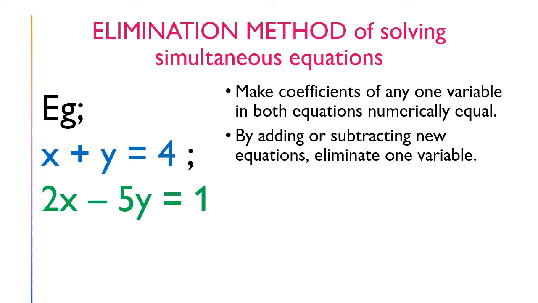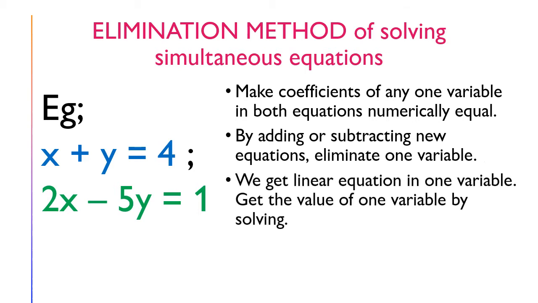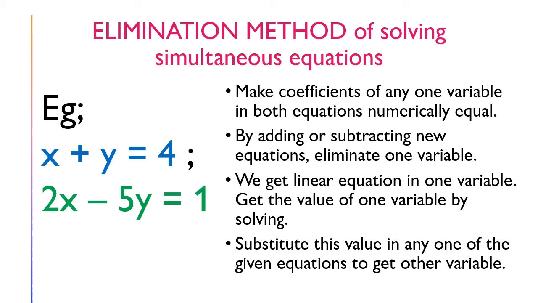When you add or subtract, you will be left with only one variable, and then we get a linear equation in one variable. So either x will disappear or y will disappear when we add or subtract both the equations. Suppose y disappears, what will remain? Only x. So x will be equal to something, and then we solve that equation to get the value of x. Once we get the value of any one variable, say x or y, we substitute that in any of the equations to get the value of the other variable.